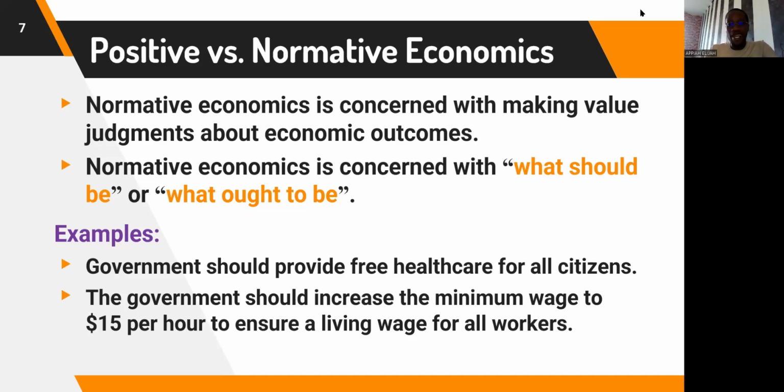But anyway, we are just trying to say that when we talk about positive economics, you are describing economic situations the way they are. But when you talk about normative economics, you are actually expressing your own opinions or ideas about what should be done.